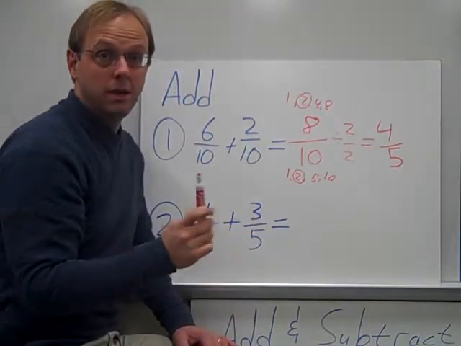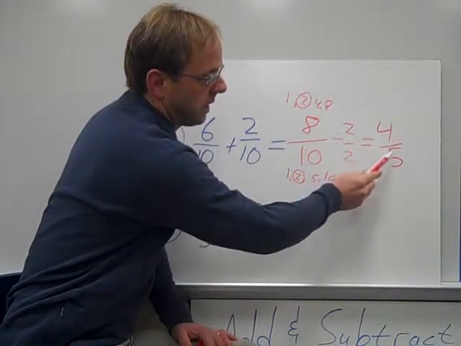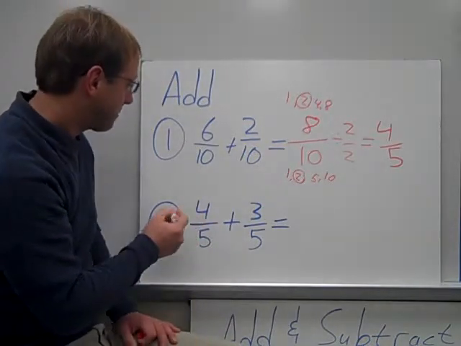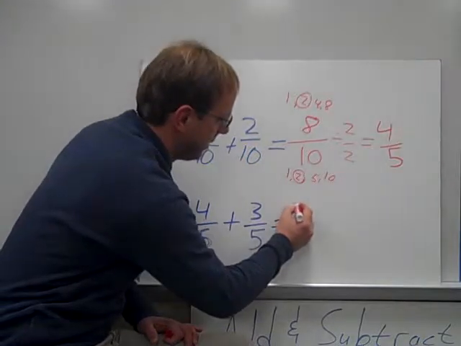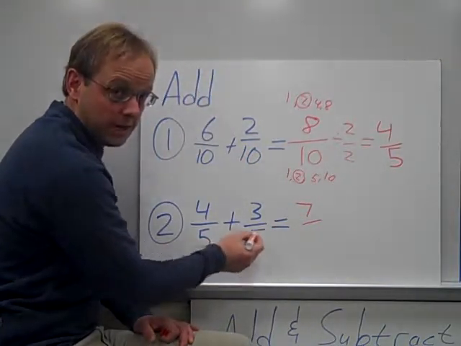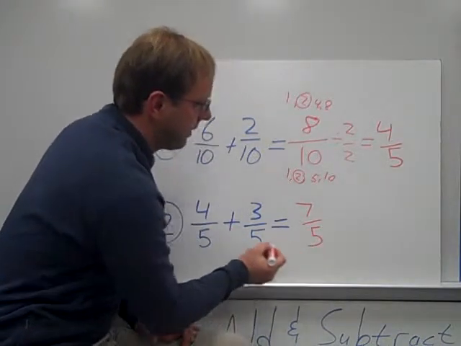And remember, a key trick to knowing your simplest form is when your numerator is 1 less than your denominator. That's a guaranteed simplest form. Now let's look at another example. 4 plus 3 is 7. I don't change my denominator. So now I have 7/5.